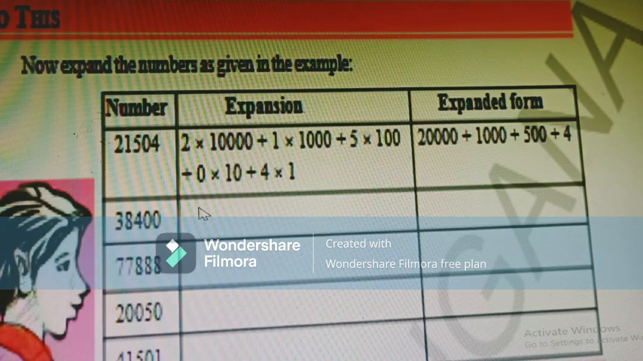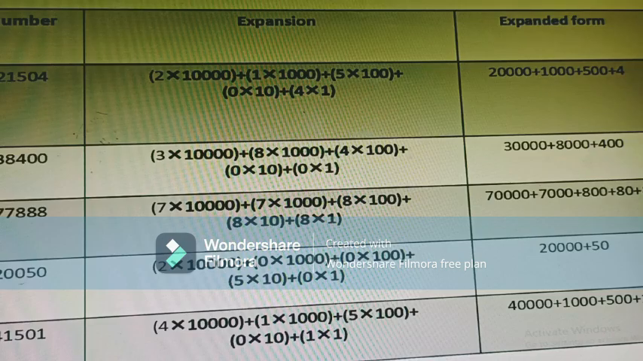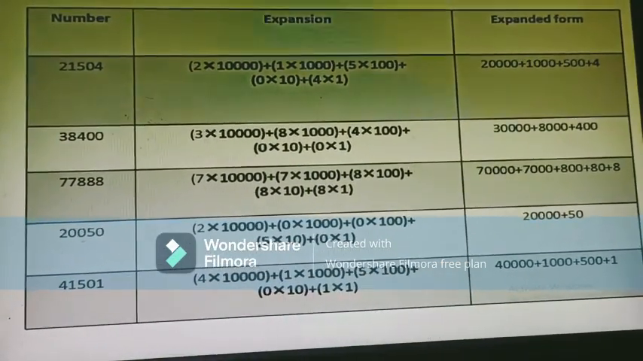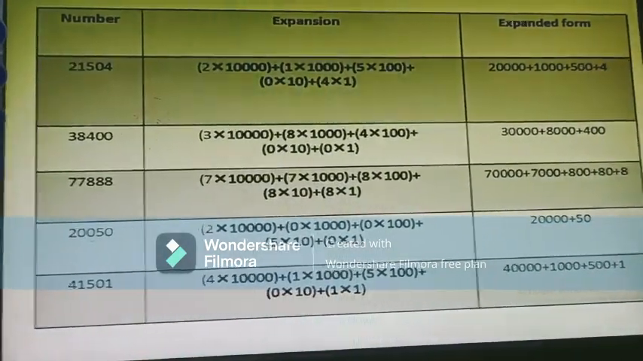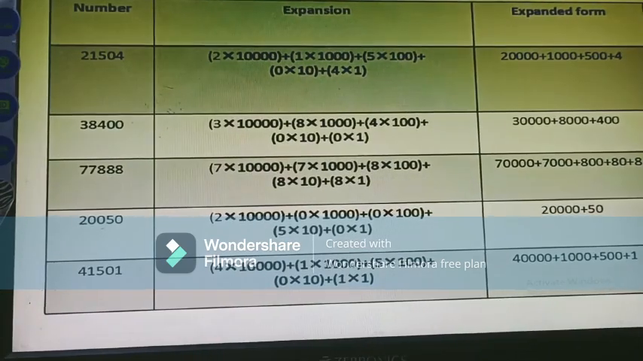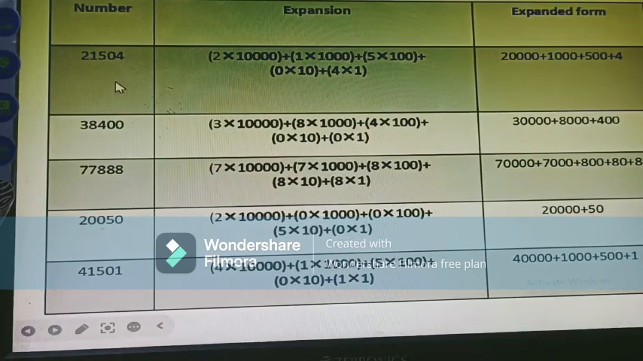In this expansion and expanded form, next question, what is that? 38,400. How to write this one? See, I am preparing the table here, the same table model. You can observe and write this sum. Everyone neatly observe. First one, what is this? 21,500 already. This is your same sum I am writing here. Second one, 38,400. So place values: ones, tens, hundreds, 1,000 and 10,000.